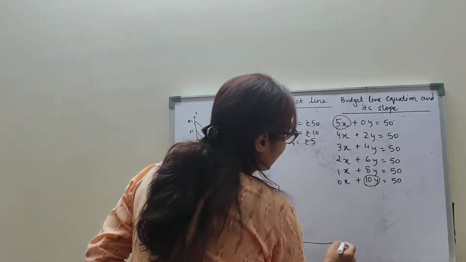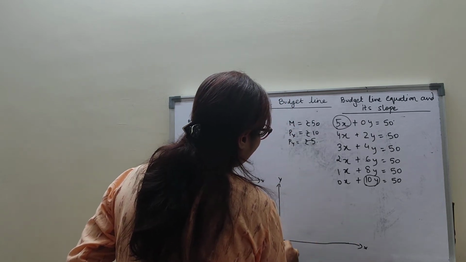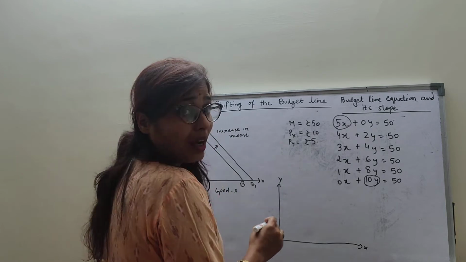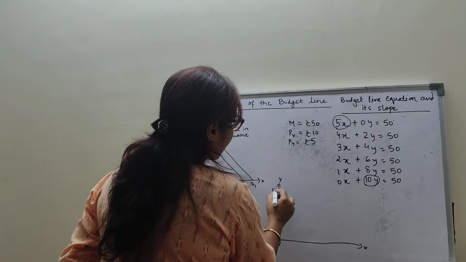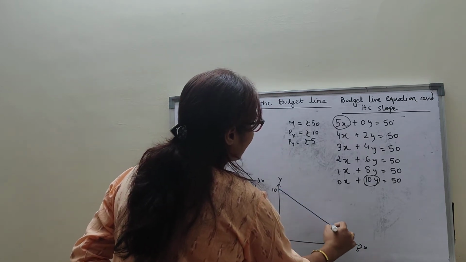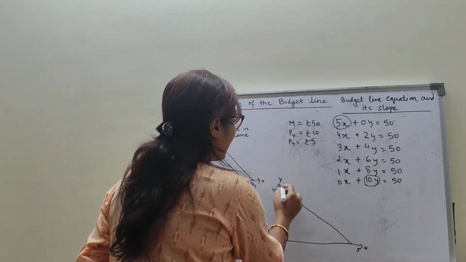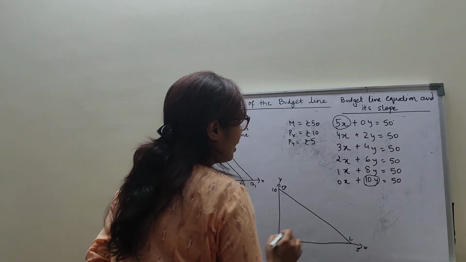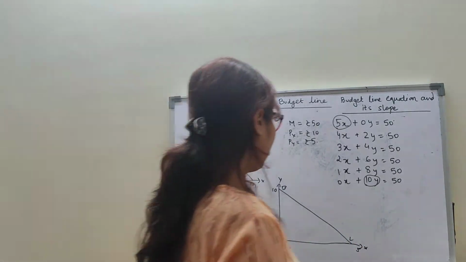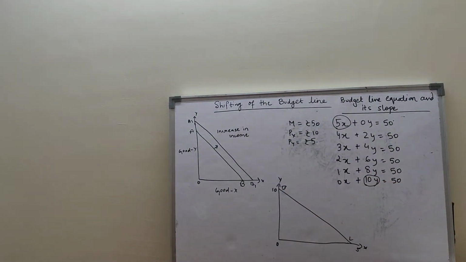Now let's derive the budget line diagrammatically. This is the y-axis, this is the x-axis. Clear? Now if we join the maximum unit of good X and the maximum unit of good Y, we get the budget line and we will denote it as BL. BL is the budget line. Please have a look. If we join these points we get our budget line.